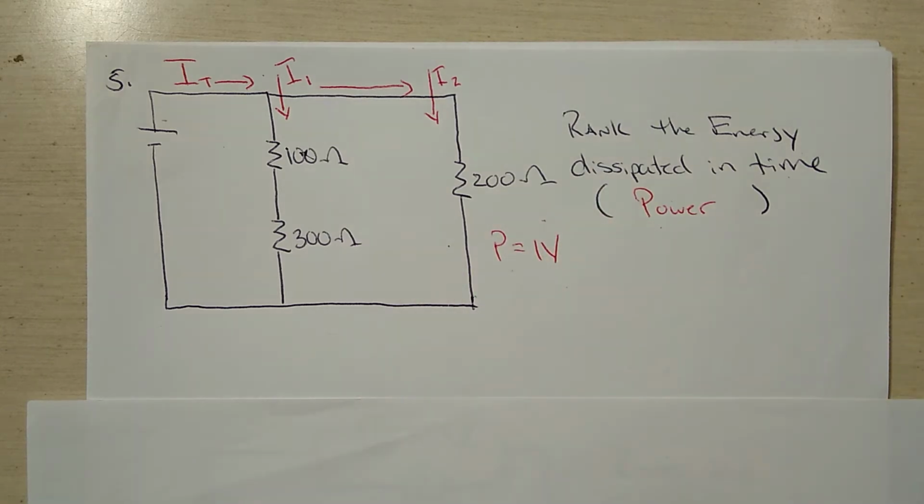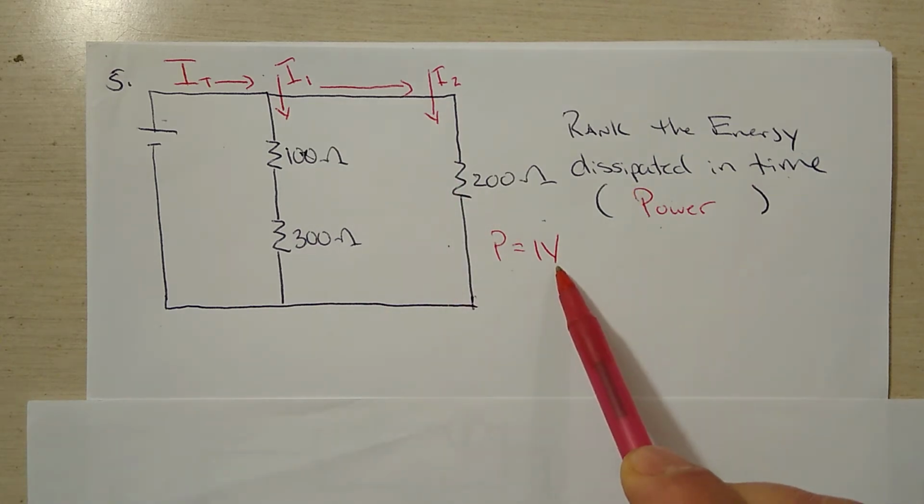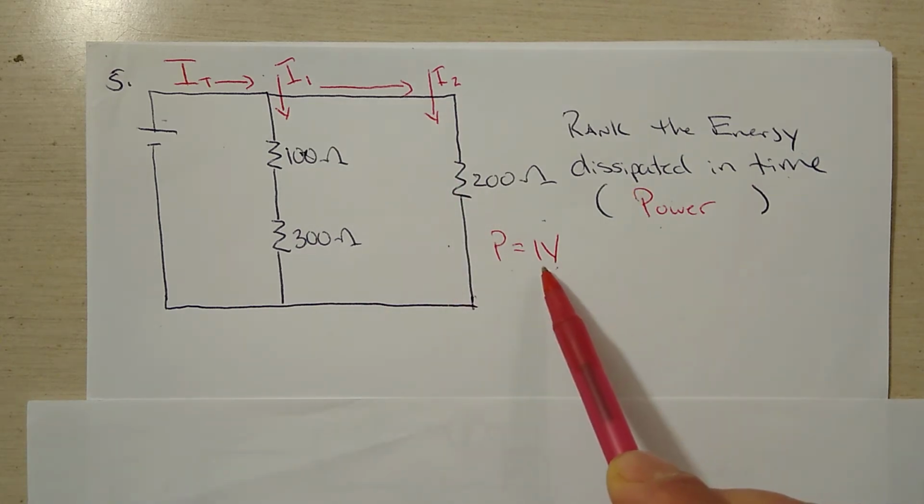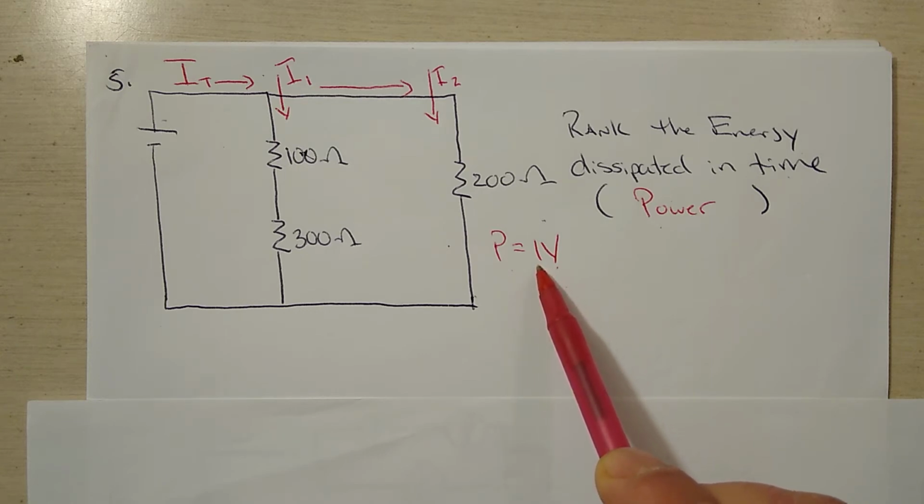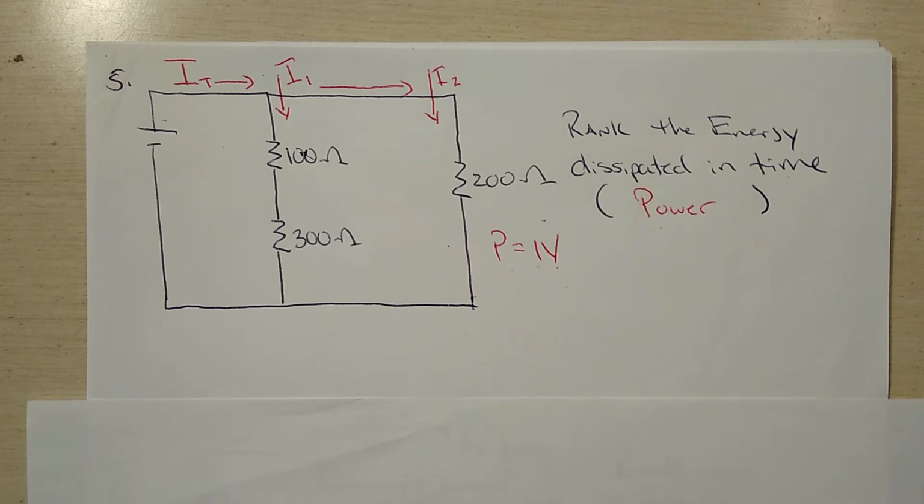And what do we know about each branch is that they both have a common voltage. And so if I can find out at least the ratio or the percentage or a portion of the current going down each branch, I can start comparing the power between one branch and the other.